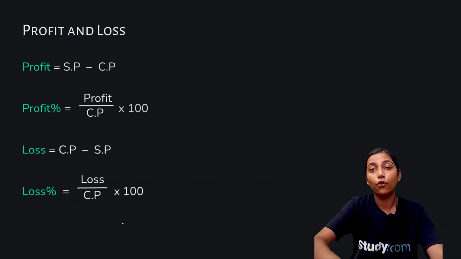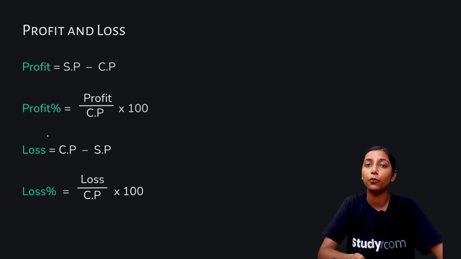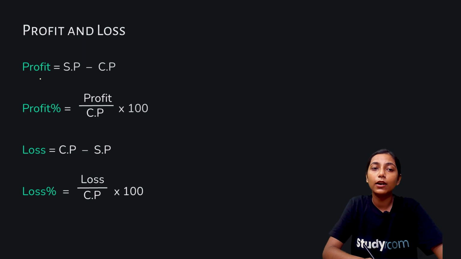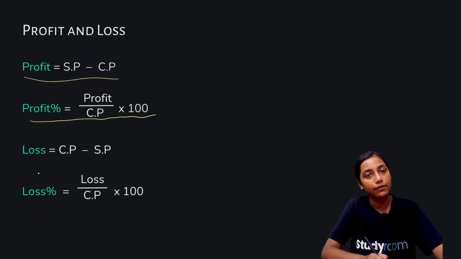Now, there are some formulas related to finding profit, profit percent, loss, and loss percent. These are very important formulas, and you have to remember all of these in order to solve questions related to profit, profit percentage or gain percentage, loss, and loss percentage. First formula is profit, and profit is calculated by subtracting cost price from selling price. So profit equals selling price minus cost price. Profit percentage is equal to profit divided by cost price into 100.